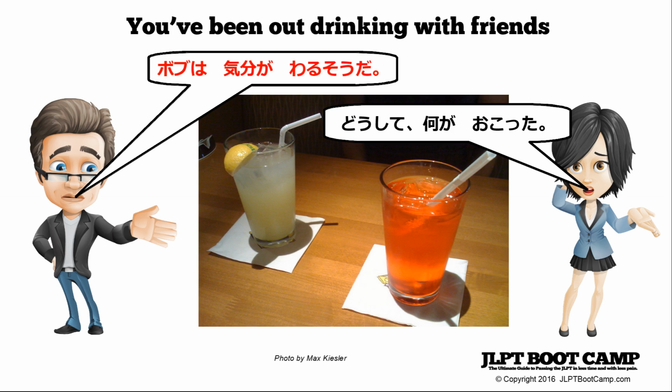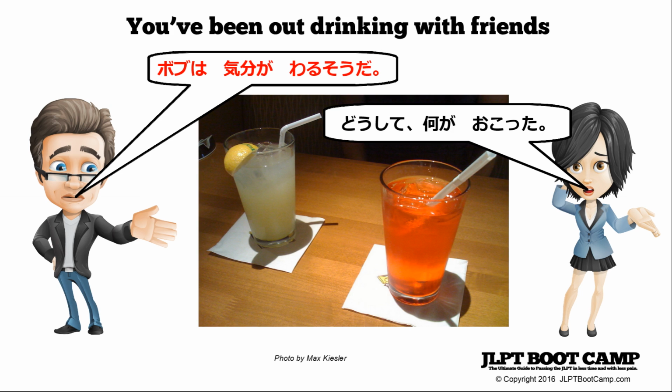So bobu is Bob, and wa is the topic marking particle. Kibun is literally kind of spirits or feeling. And then ga is the topic marking particle there. And then waru is the stem of warui. So you've taken warui, which is an e adjective, take off the e, and you just have waru, and add souda to the end. And all that together means "seems bad."